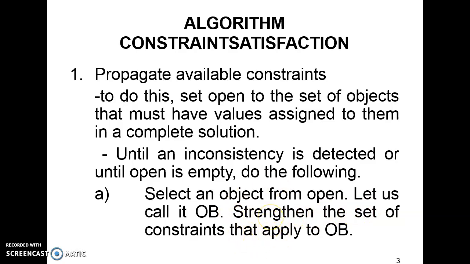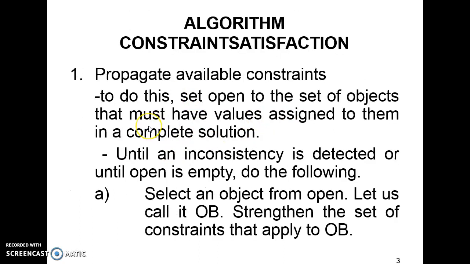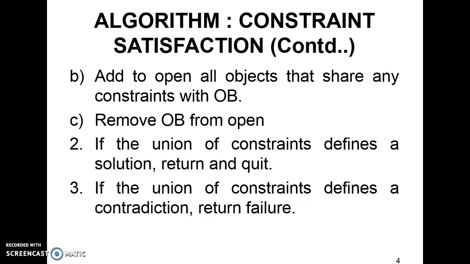After we strengthen or find the value of this OB, we add the value of OB to all our constraints. Then we remove OB from open and go back to the previous state. Again, we select one constraint and try to solve its value. After the value is fixed, we go back and again check for inconsistency. If inconsistency is not there, we try to solve all the constraints. After we have performed this for all the open OBs and there is no open OB left, we first check that the union of all the values we have found generates the solution. Then we return and quit.